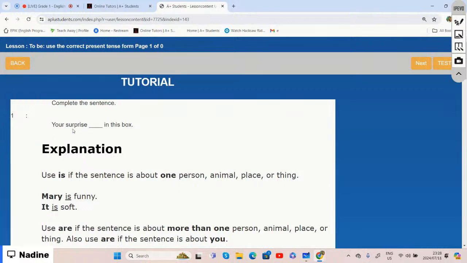Your surprise, referring to one person's surprise, the surprise, right? Do we say your surprise is in the box? Do we say your surprise are in the box? Or your surprise am in the box? We need to choose the correct one. Your surprise is in the box, am in the box, are in the box.